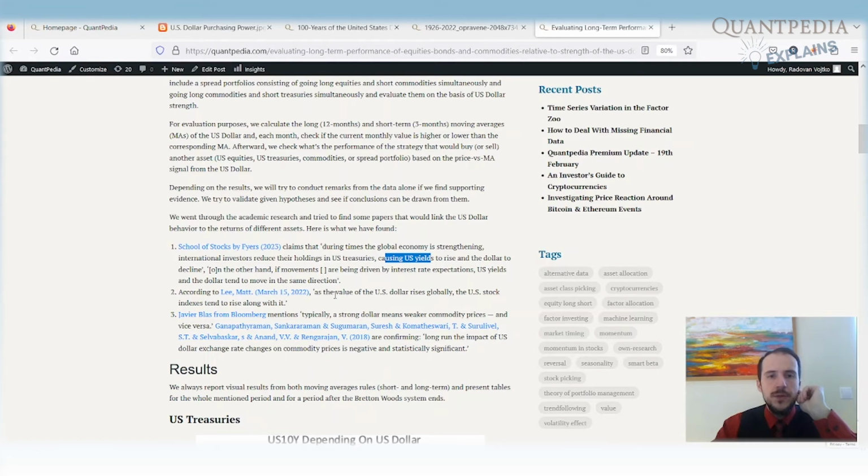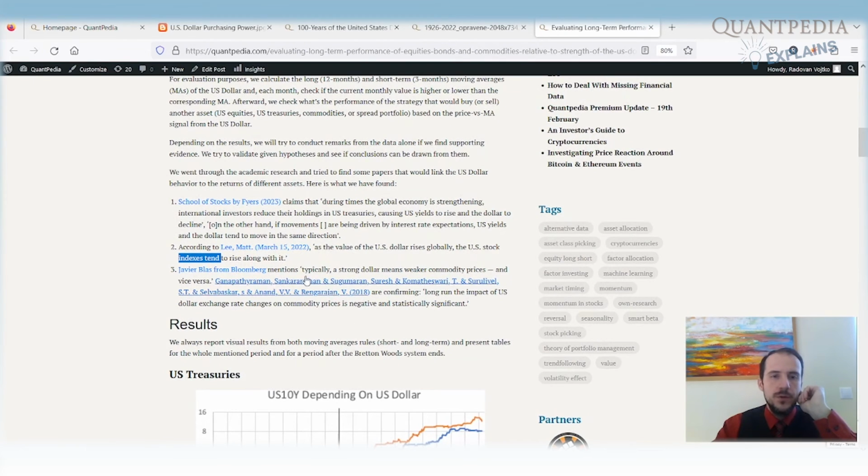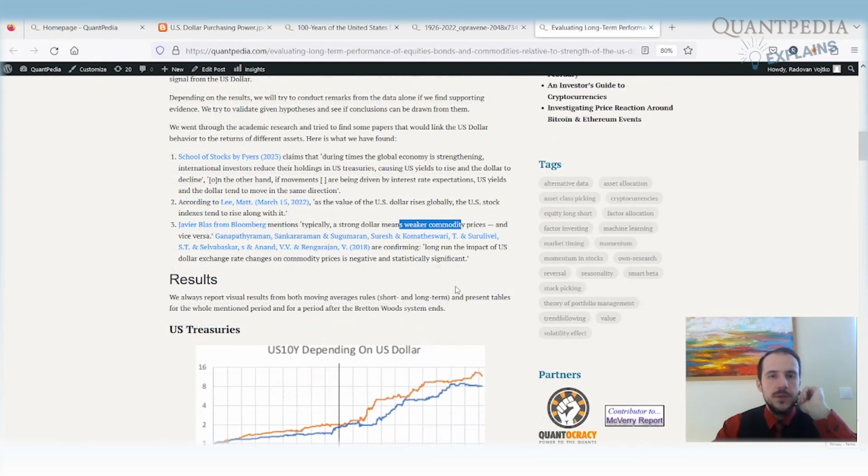The second hypothesis is that as the value of the US dollar rises, the US stock market index tends to rise along with it. And of course, the third hypothesis: a strong dollar means weaker commodity prices. That's basically the logical hypothesis, as most of the commodities are priced in US dollars. These are the hypotheses from the academic research.